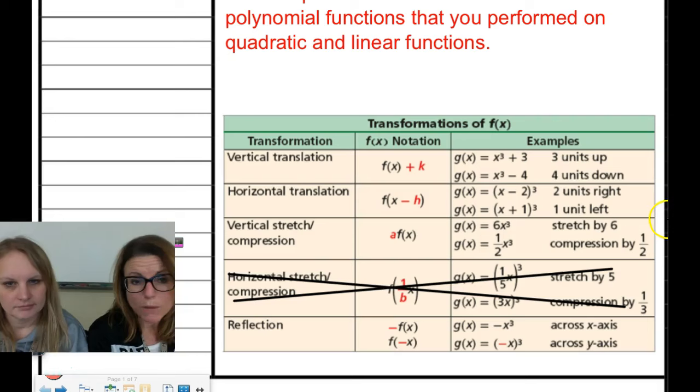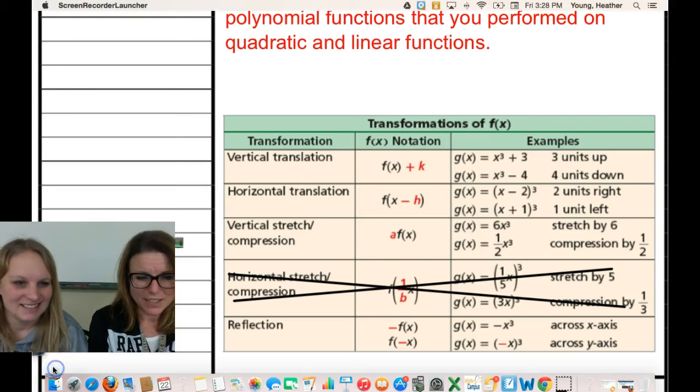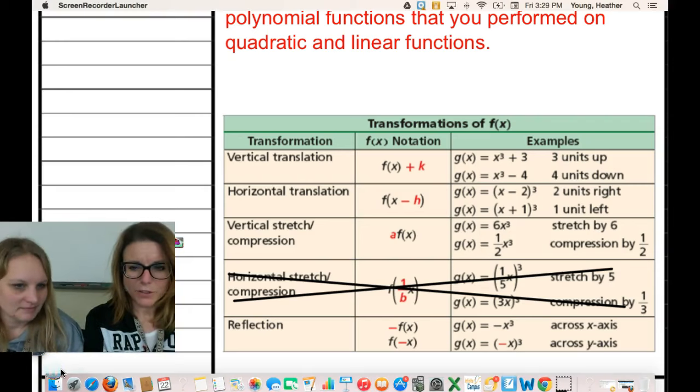The only thing I want to mention is we do vertical, horizontal, vertical stretch compression, and reflection. The one thing we don't do is a horizontal stretch or a horizontal compression. Okay. So that's the one. Now we're going to move on to the next page.